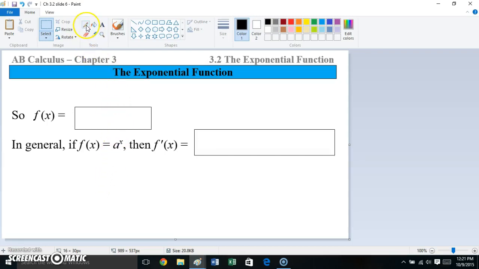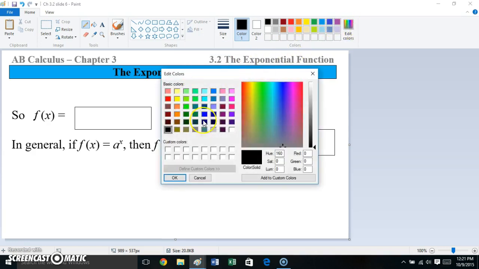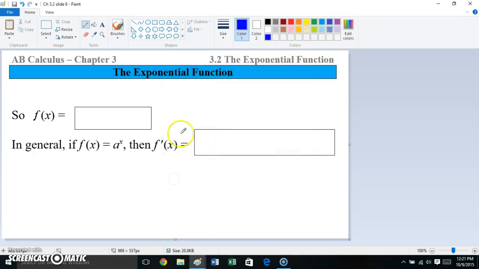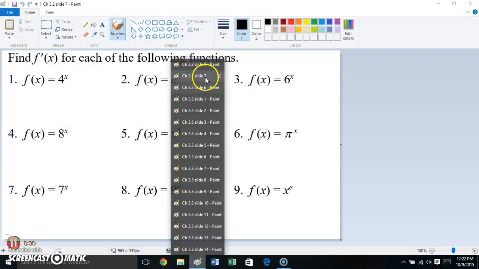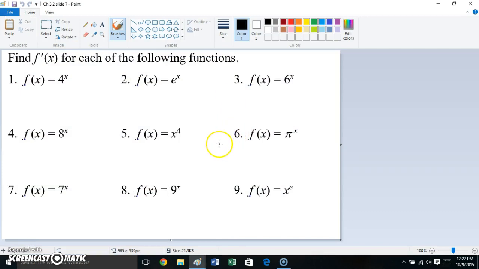All right, in our last video, we had looked at the derivative of the exponential function, 2 to the x and 3 to the x, and also e to the x. In general, if f of x equals a to the x, then f prime of x is the natural log of a times a to the x. We're going to do some examples.